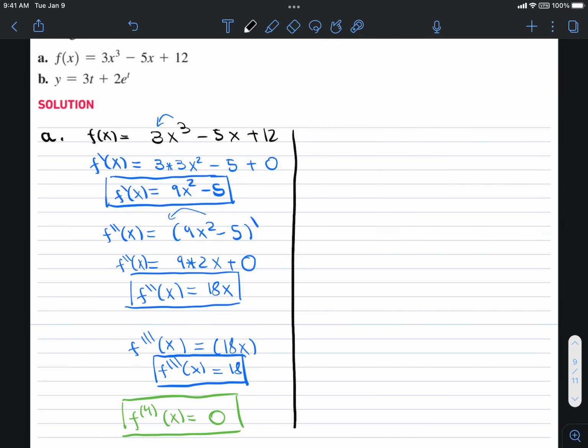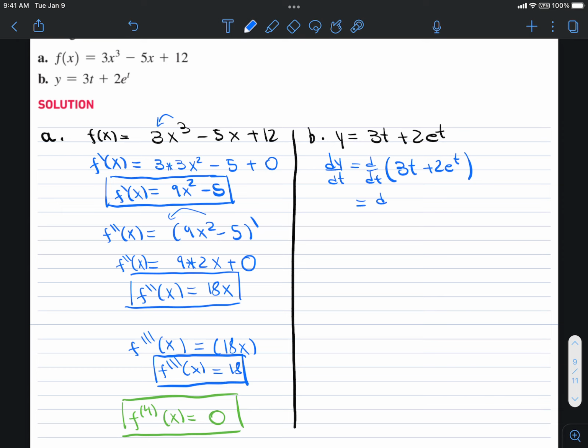B is saying that y equals 3t plus 2e to the t. In that case, I'm going to use the Leibniz notation, excuse me. So instead of using primes, I'll use d/dt notation. Note that the independent variable is t and not x. So dy/dt is the first derivative, so that's d/dt of 3t plus 2e to the t.